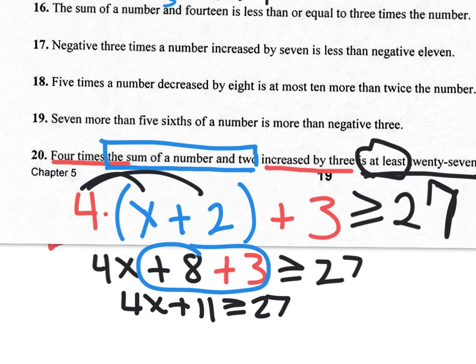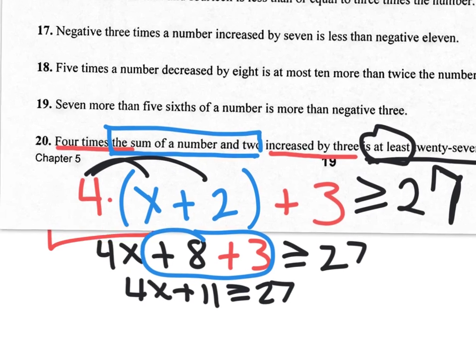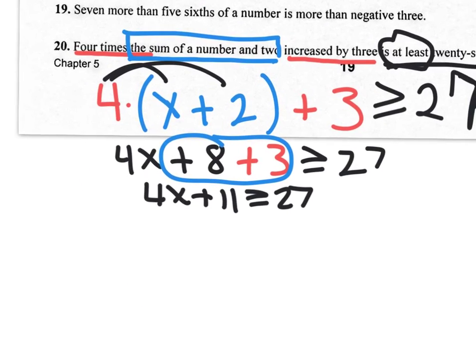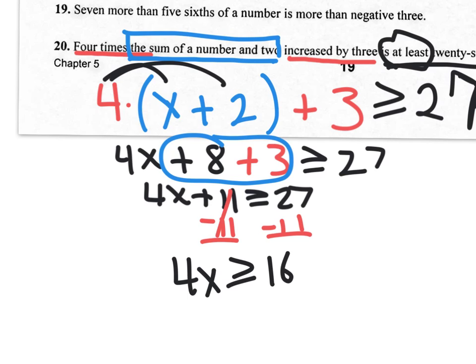So my next step would be, let me get some more space here. I need to subtract 11. It's going to cancel. Subtract 11. I'm going to get 16. So I'm going to have a new inequality, 4x greater than or equal to 16. Final step would be to divide by 4. Divide by 4. I'm not dividing by a negative, so I don't flip anything. So my answer is x is greater than or equal to 4.